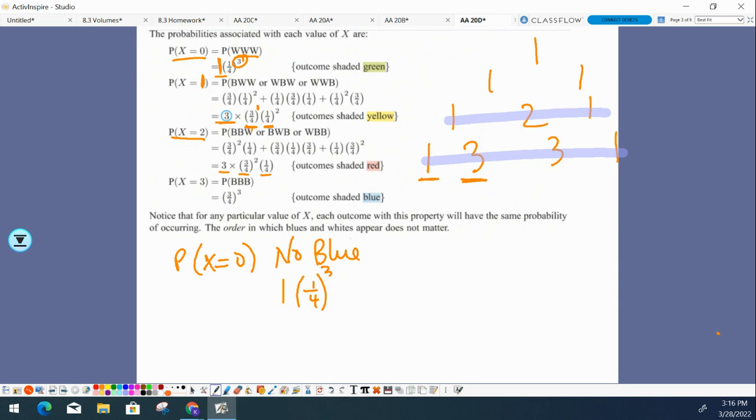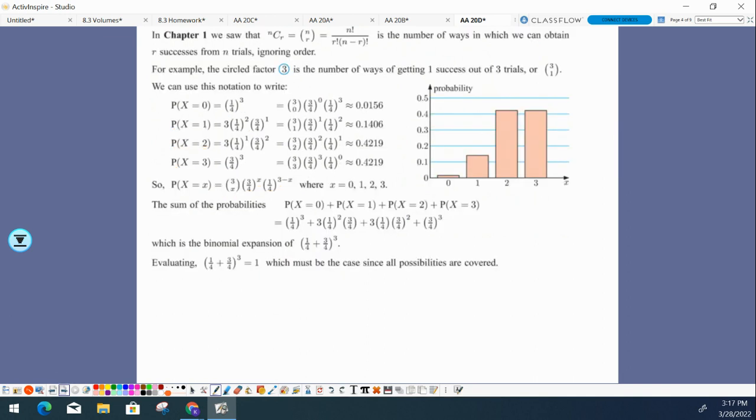For x to be 2, that's where there's 2 blues. This is our coefficient, 3 here. And blue, if there's 2 blues, we have 3/4 times 3/4 times white, which is 1/4. For x to be 3, there's only one way for this to happen. And it's blue 3 times, so I have 3/4 times 3/4 times 3/4. This takes a little bit to absorb. All right, I'm not going to worry about this. This is kind of explaining.